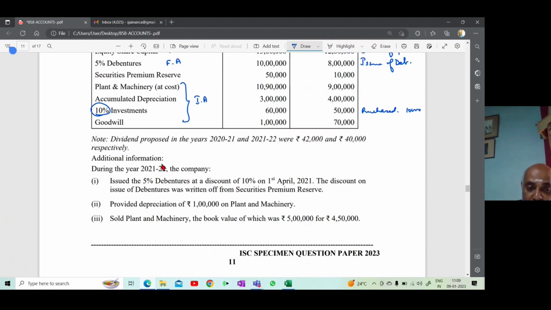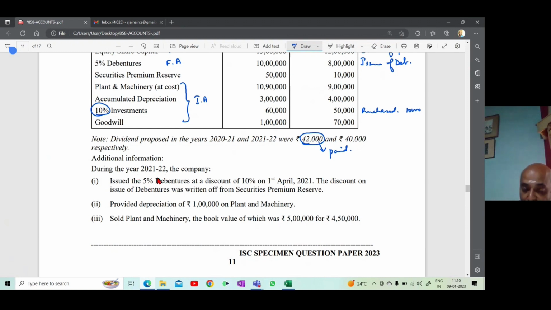So they say that proposed dividend for the year 2021, last year's proposed is 42,000. This will be paid in the current year. So this we have to take into consideration. But this one, proposed dividend of the current accounting period, will be a contingent liability. Therefore, this has to be ignored.